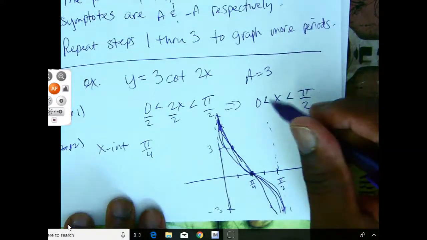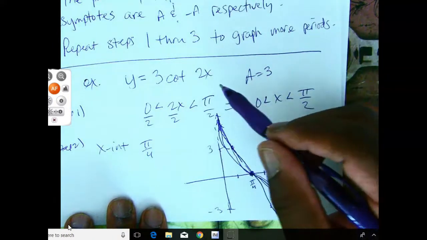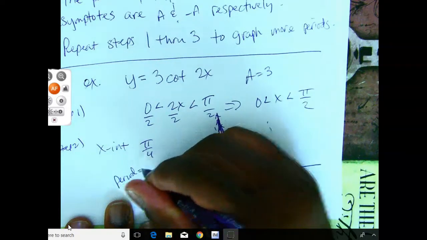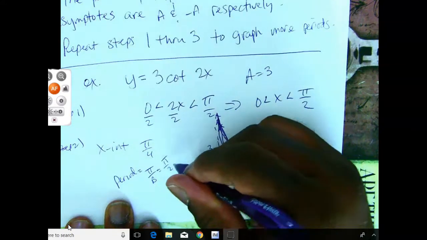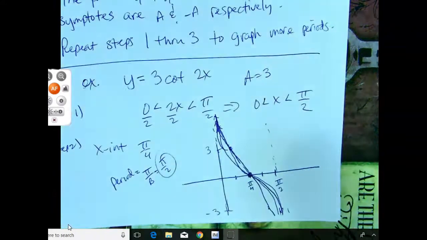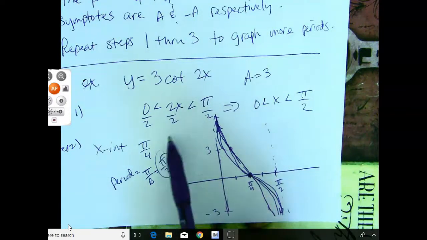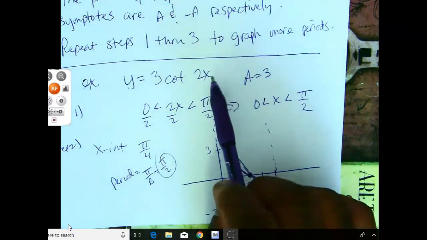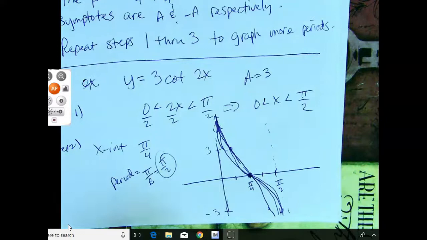But we could have found our period from the start because we know the period of cotangent is pi. So the period is equal to pi over b, which is pi over 2. We use this method, though, to determine where we start. And in this case, because c is equal to 0, we started at 0.